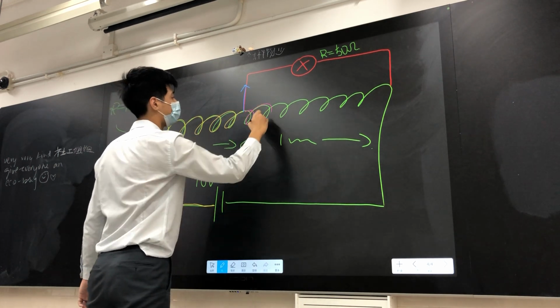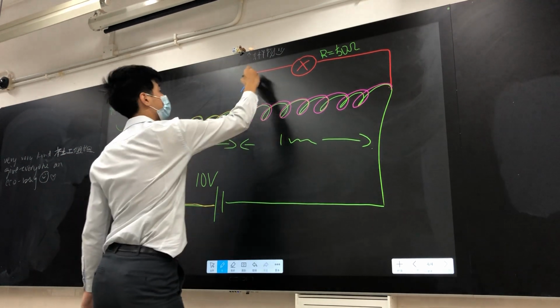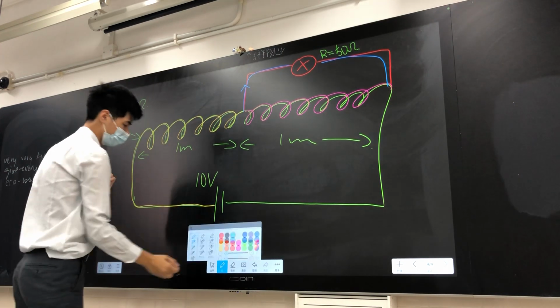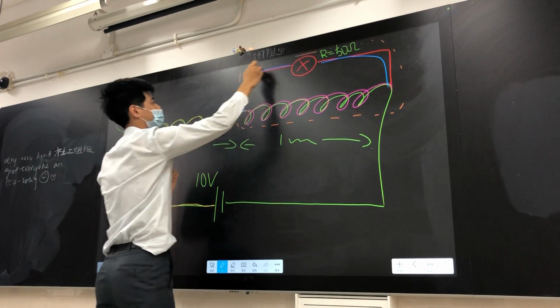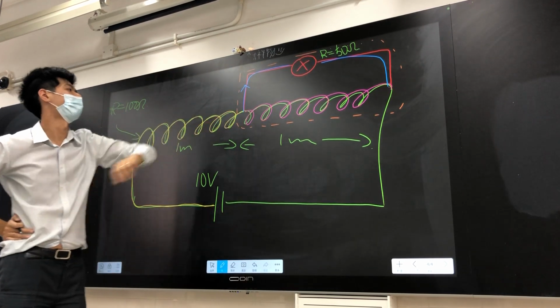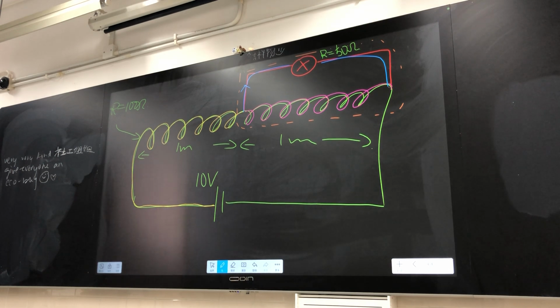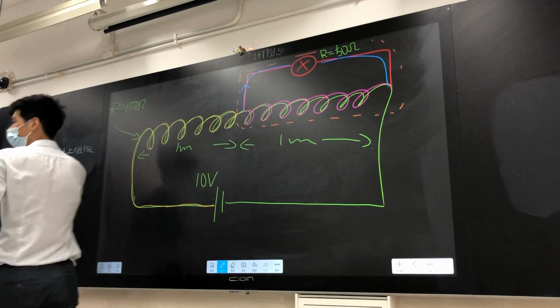So it splits into two parts, and then they join at this point. So the upper part is connected in parallel with the lower part. Think about the movement of the current. Can you redraw this circuit into something simple for us to calculate?